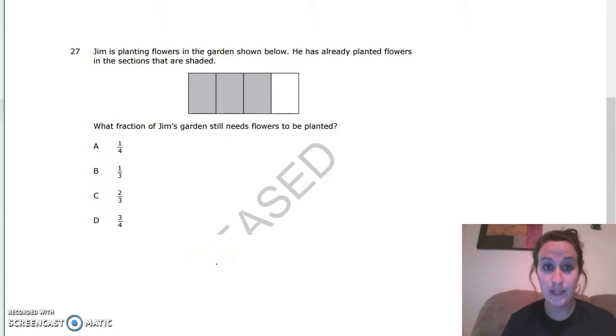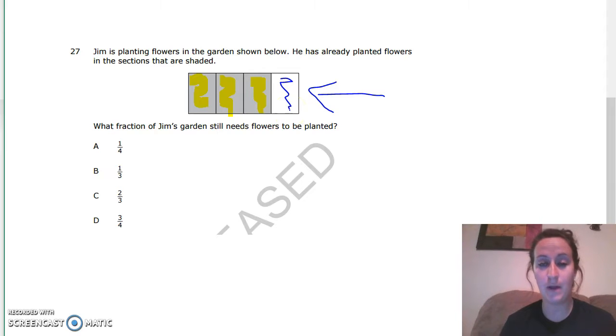If you're watching this video, that means that you just answered this question previously. This question says, Jim is planting flowers in the garden shown below. He has already planted in the sections that are shaded. So just to make sure that you understand, this part he has planted, this part he has planted, this part he has planted. He has nothing planted in this last section.